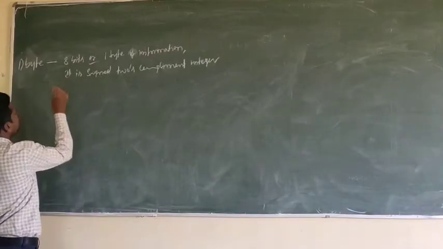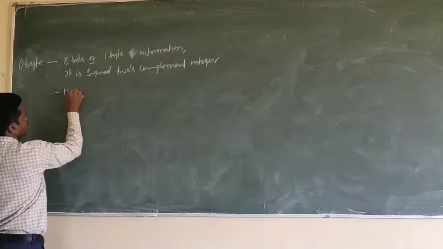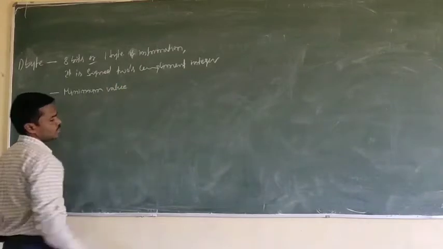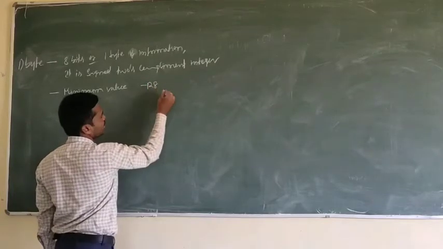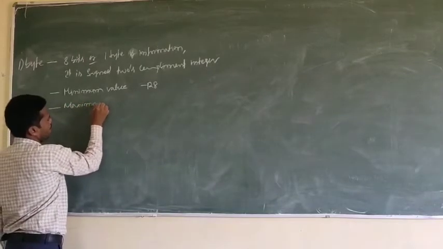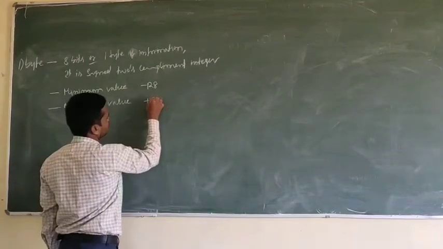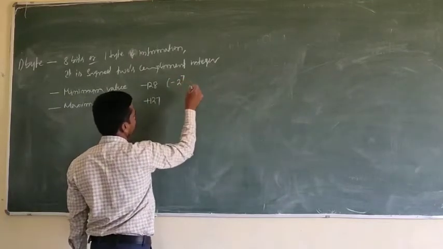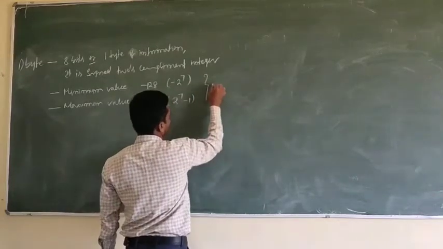What is the range of values of this byte type? Minimum value. So what is the minimum value it can store? That is minus 128, and the maximum value is plus 127. Minus 128 means minus 2 to the power of 7, and plus 127 means 2 to the power of 7 minus 1. This is the range of values.